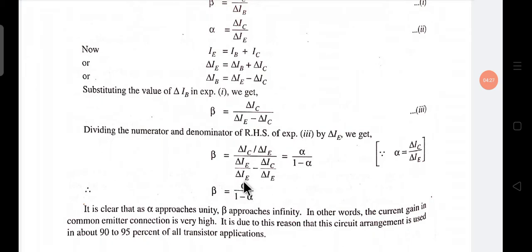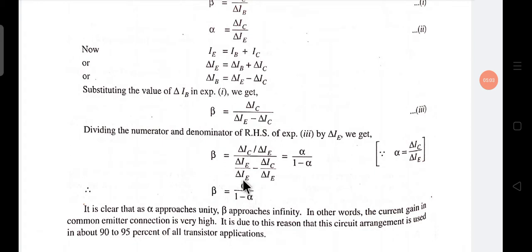Now it is clear from this that as alpha approaches unity, beta approaches infinity. In previous classes we studied that the maximum value of alpha is unity, or the alpha value may vary from 0 to 1. Commercially the alpha value is about 0.999.